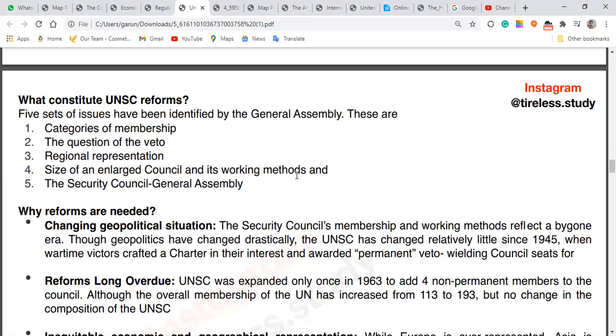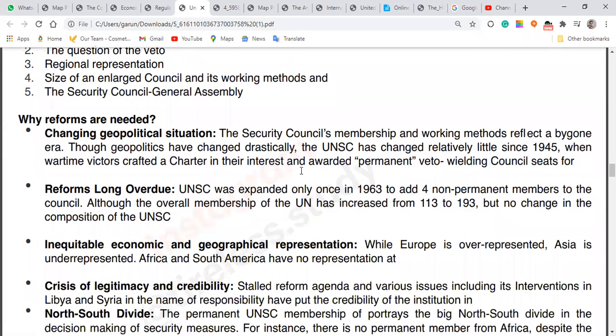Although the overall membership of the United Nations has increased from 113 to 193, there has been no change in the composition of the UNSC, the United Nations Security Council. There is inequitable economic and geographical representation. While Europe is overrepresented, Asia is underrepresented. Africa and South America have no representation at all. So these are things we need to know.